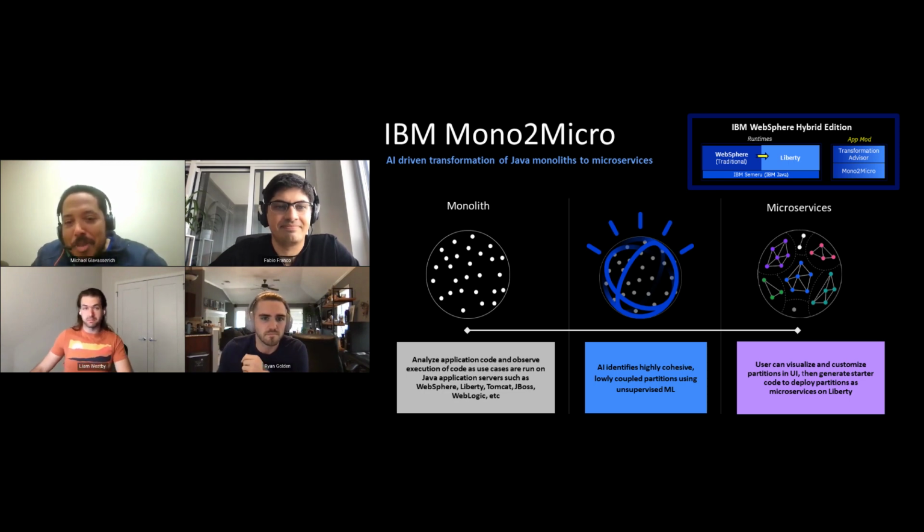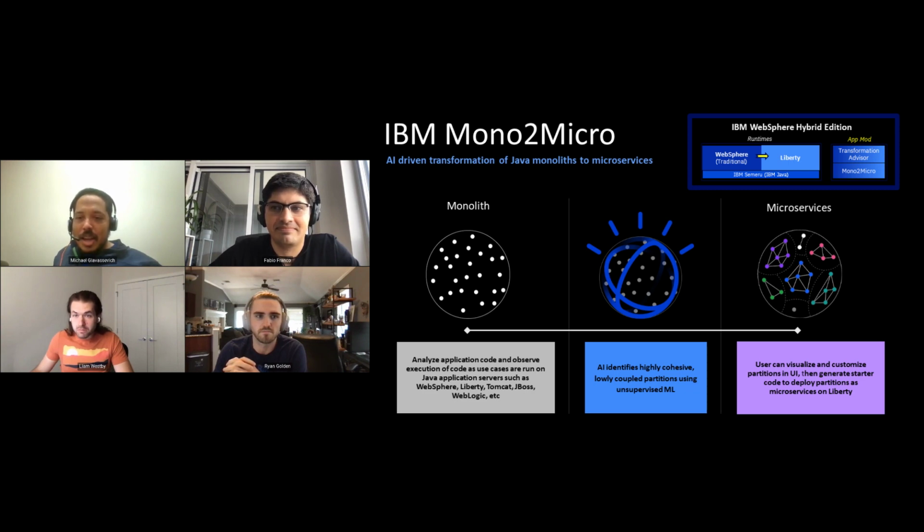And the main target platform that Mono2Micro tries to help you get on is Liberty. So how does it do this? Well, you take your application and you present it to Mono2Micro. Mono2Micro will analyze that application. It will look at all the classes and then build some metadata which contains information about the contents of the classes, their structure, how they're related to each other.